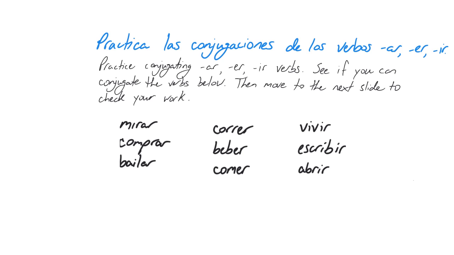Hola clase. Practica las conjugaciones de los verbos AR, ER, IR. Practice on a sheet of paper and see if you can conjugate the verbs below. All of these verbs are regular verbs, so they follow the rules for AR, ER, and IR verbs. When you're finished, compare your work with the answers on the next slide.